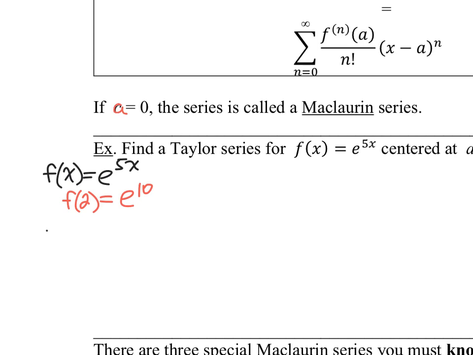All right, f prime of x, derivative of exponential functions, keep the function the way it is, multiply by the derivative of whatever the exponent is. So in this case, 5e to the 5x.